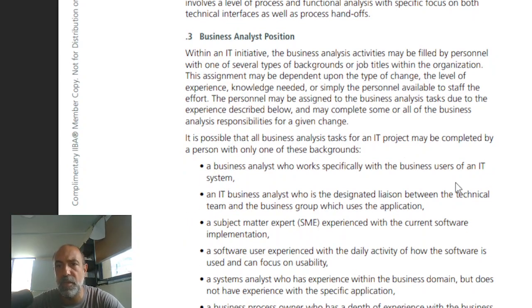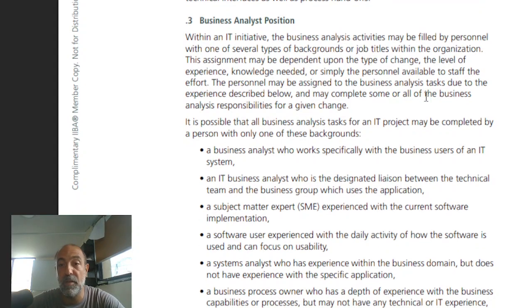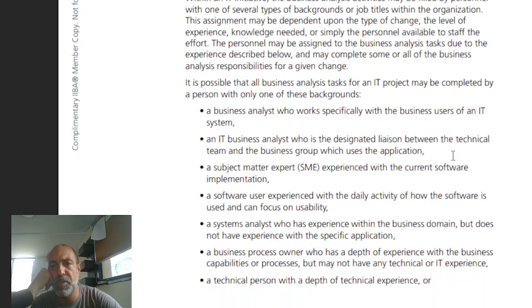And then, business analyst position within an IT initiative. Business analyst activities may be filled by personnel with several types of background and job titles within the organization. This assignment may depend upon the type of change, the level of experience and knowledge needed, or simply the personnel available to staff the effort. The personnel may be assigned to the business analysis tasks due to the experience described below, and may complete some of the business analysis responsibilities for a given change.